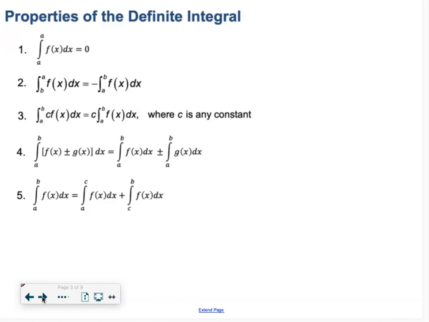If you have a constant times your function, the constant can go in front of the integral. That's true for derivatives, integrals, all limits. If there's a constant, you can just put it in front. The next one is the same as derivatives. The integral of the sum is the sum of the integrals, so you could do each integral separately.